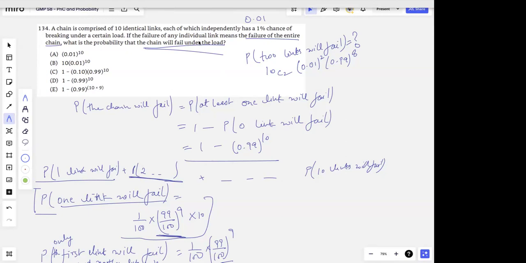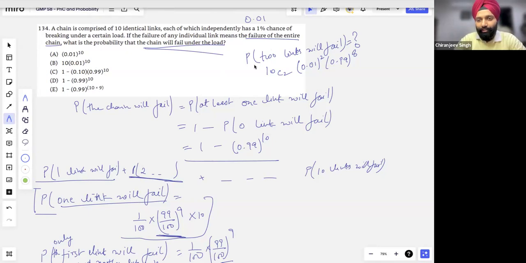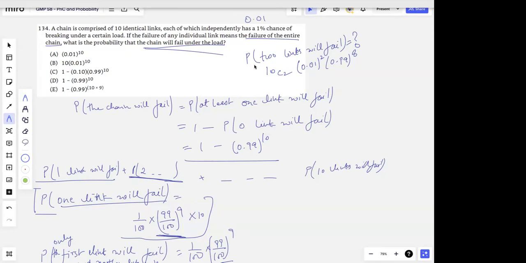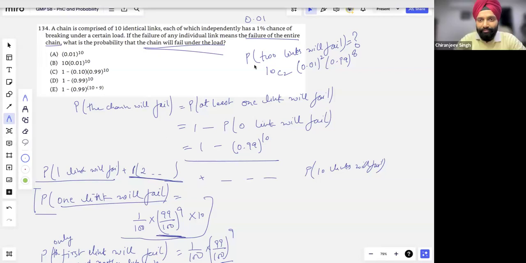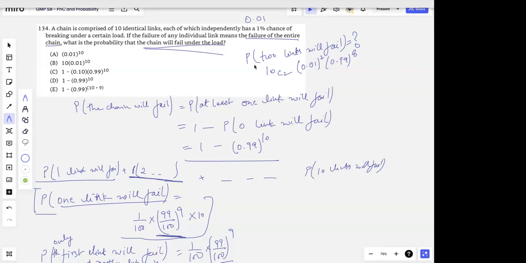Sorry to interrupt. Can we do one variation in this question? If the failure of all individual links means the failure of the entire chain, so all the links need to fail for the chain to fail. Then 0.01 into 0.01 kind, we need to do like that, right? Yes. Okay, got it. I was just giving a learning only, nothing more.